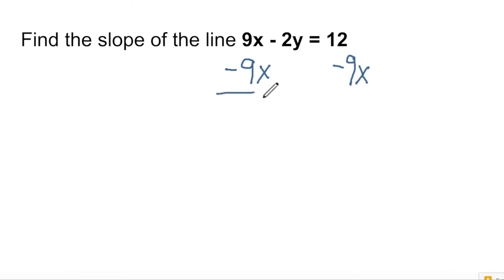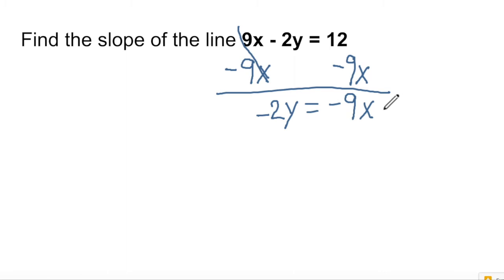We'll rewrite this equation. Guess what? Those cancel out. Great. Now we have a negative 2y left on the left. Negative 2y equals 12 minus 9x, or I always prefer to write the x term first, negative 9x plus 12.